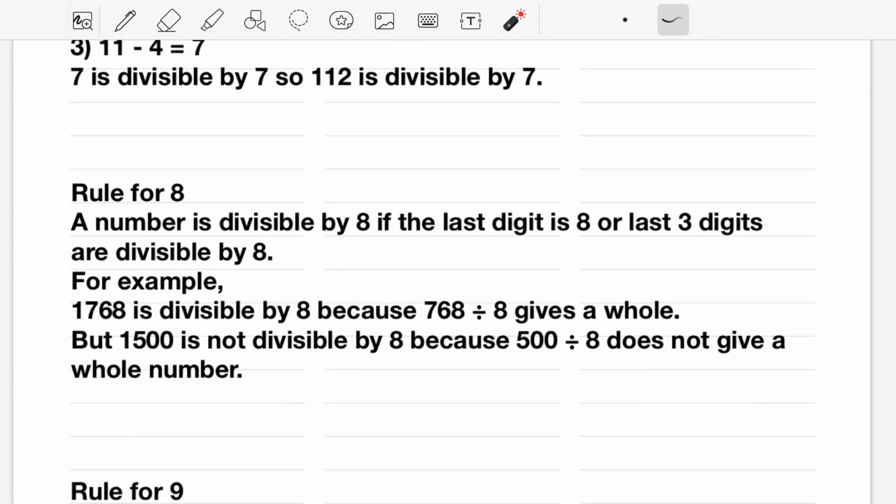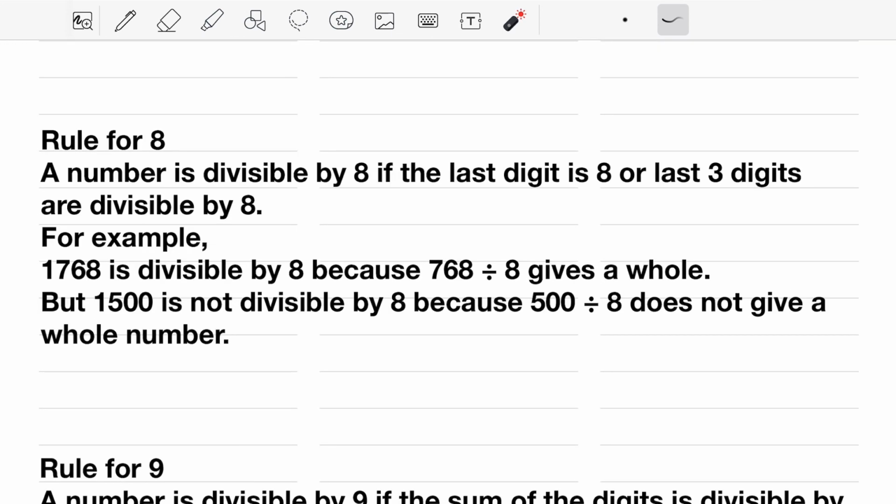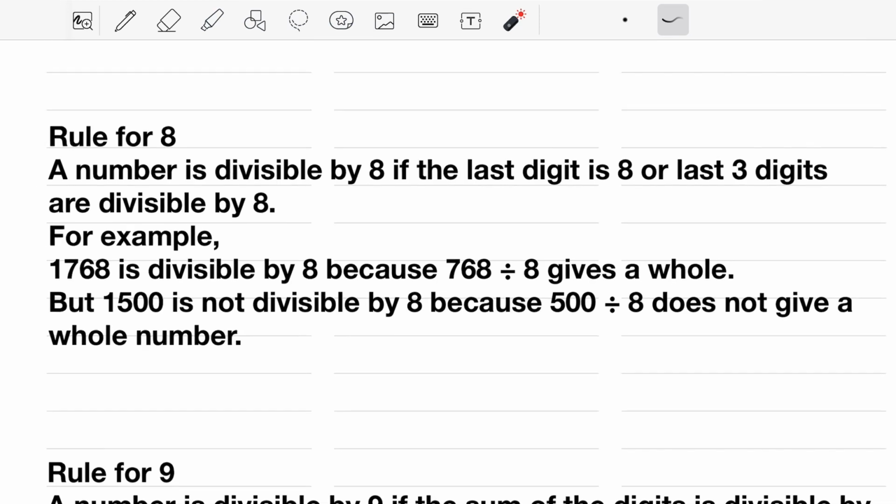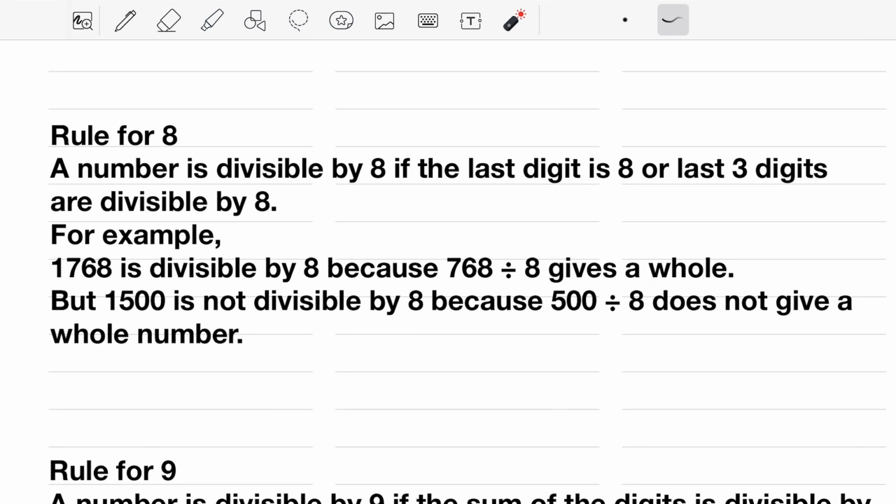The rule for 8. The rule for 8 for larger numbers will still require some division. So it's not as easy as some of the other rules. A number is divisible by 8 if the last digit is 8, or the last 3 digits are divisible by 8.